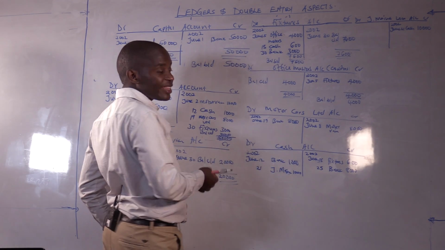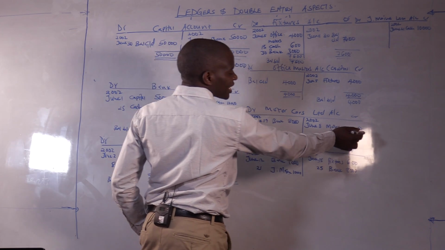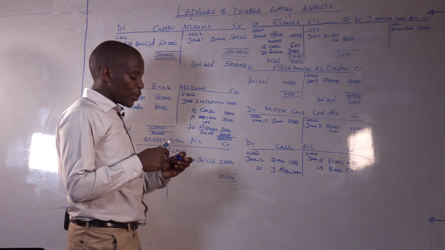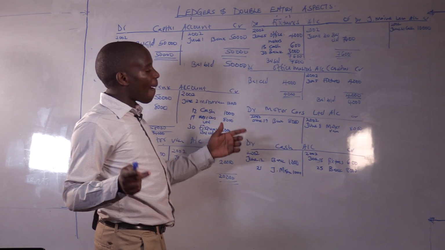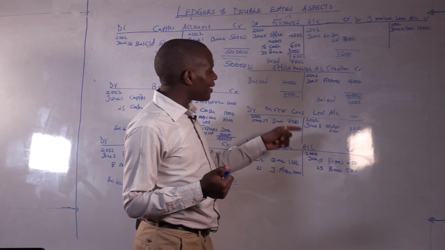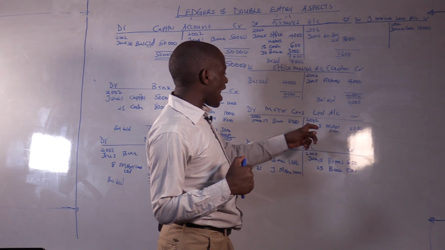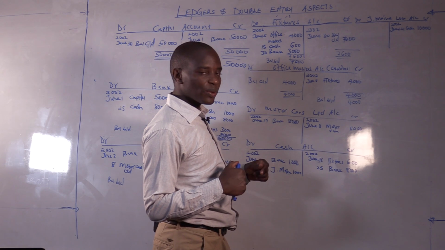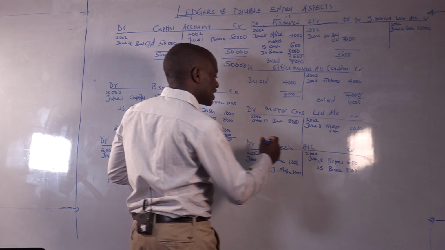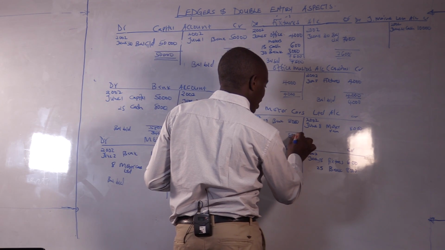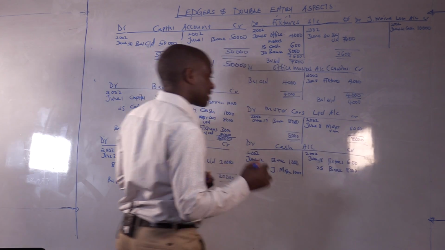For this one, look at this. From this side, we have 8,000. This other side, we have 8,000. So meaning that both sides are equal. So for such a question where both sides of an account are equal, we don't have balance carried down or balance brought down. So what we do, we just write the totals just the way they are. So we have 8,000 just like that.